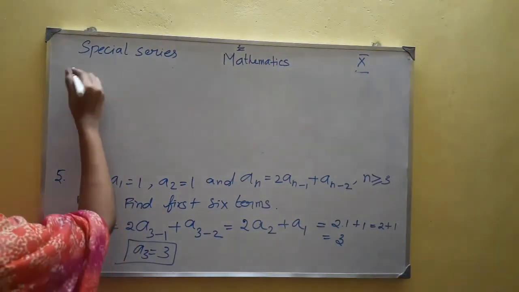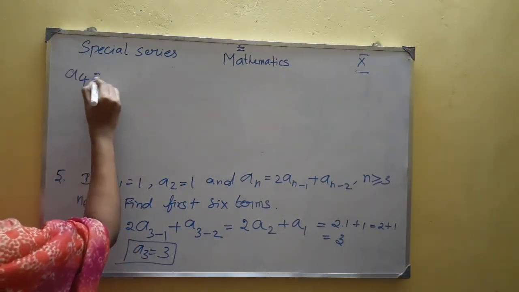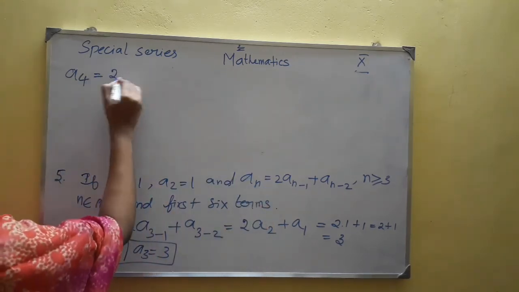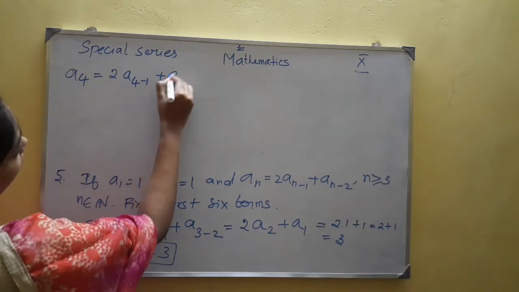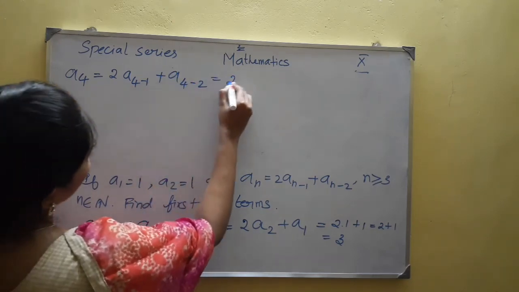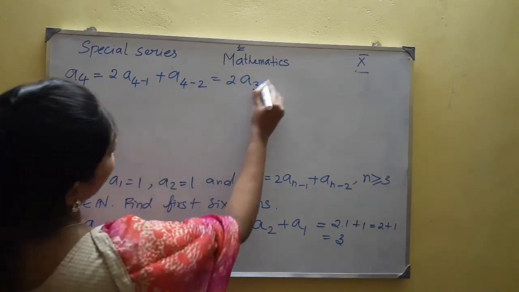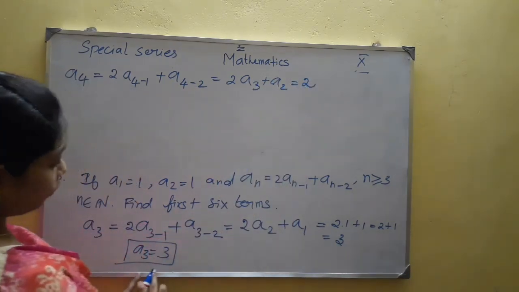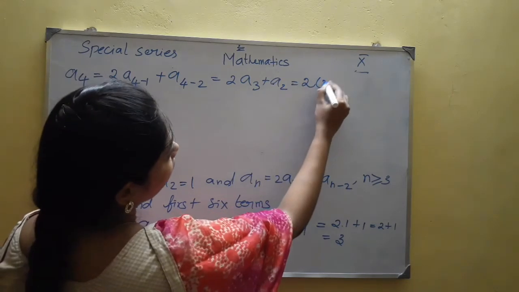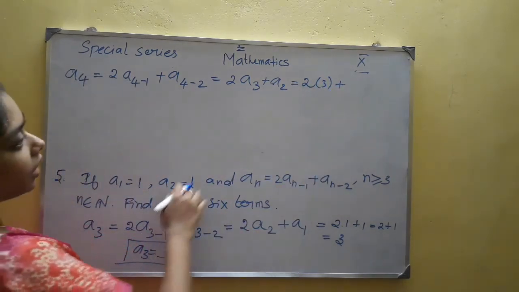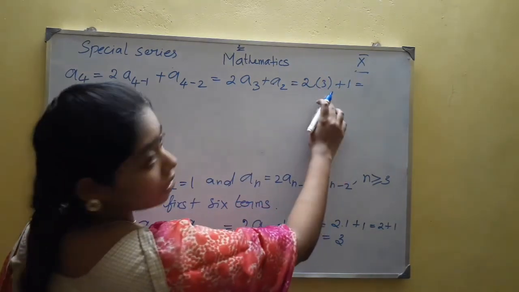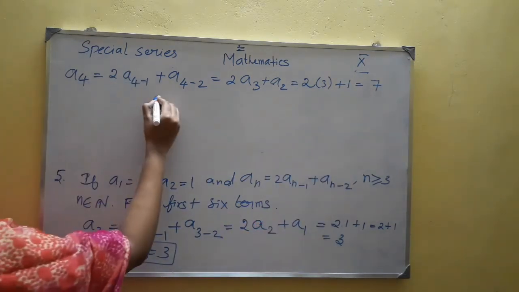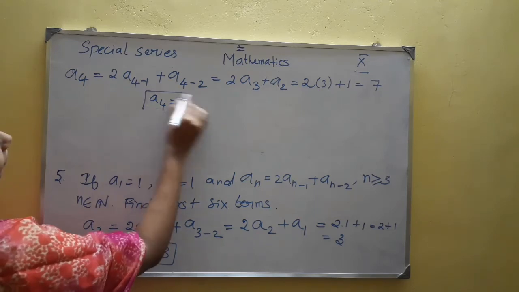Okay, now A4. So again, in the place of n you just substitute 4. 2 times A4 minus 1 plus A4 minus 2, and this is 4 minus 1 is 3, 4 minus 2 is 2. What is the A3 value we found here? 3, no? And what is the A2 value given here? 1. 3 twos are 6. 6 plus 1 is 7. Okay, so your A4 value is 7.